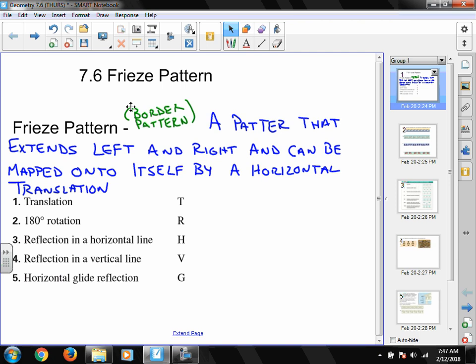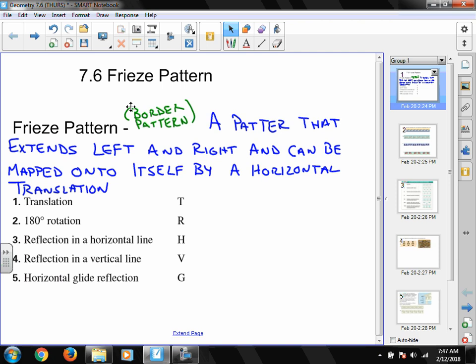So the translation, we're just going to use a T to represent that. 180-degree rotation, R. Then we've got our reflections, and R's are already taken. So if we're going to reflect over a horizontal line, we're going to use an H. And if we reflect over a vertical line, we're going to use V. So easy way to remember those. And then if we've got a glide reflection, glide starts with G, we're going to use that. So we can use different combinations of those.